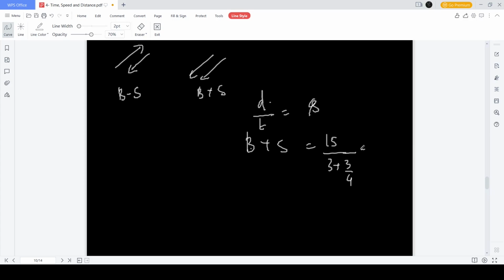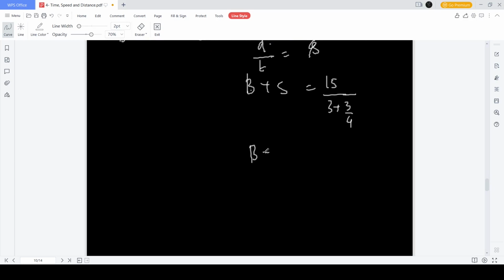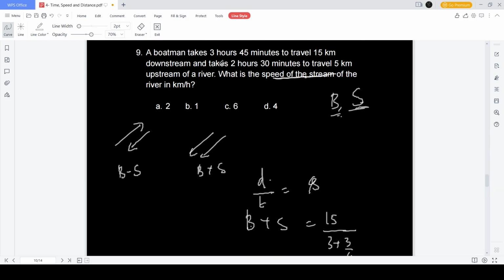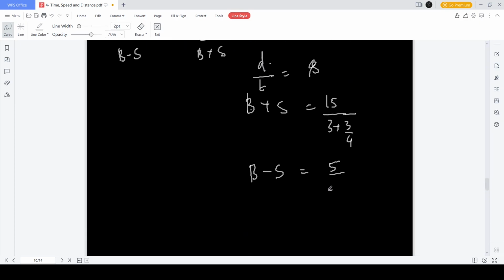This is one equation, and the other equation is the speed upstream is equal to he traveled 5 kilometers in 2.5 hours. That is nothing but 2 plus half. We need to find s here. If we add the two equations, s will cancel. So we do the opposite.